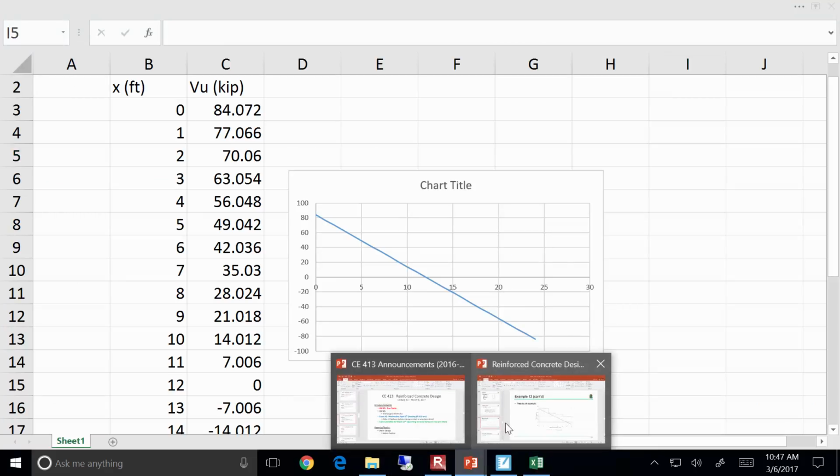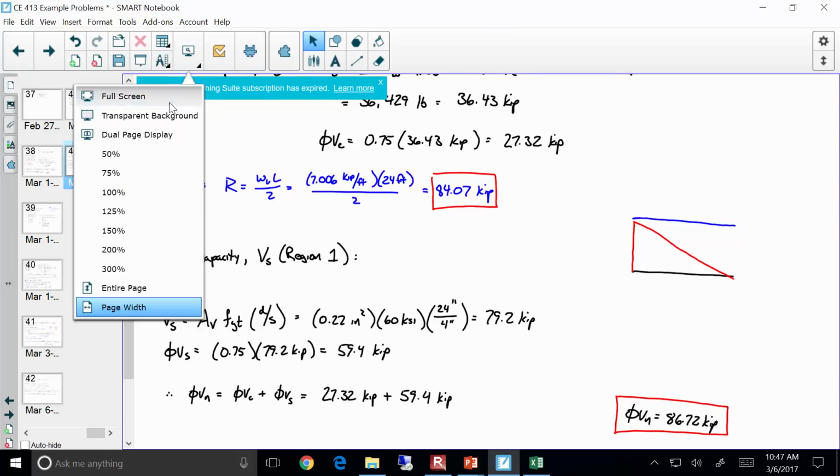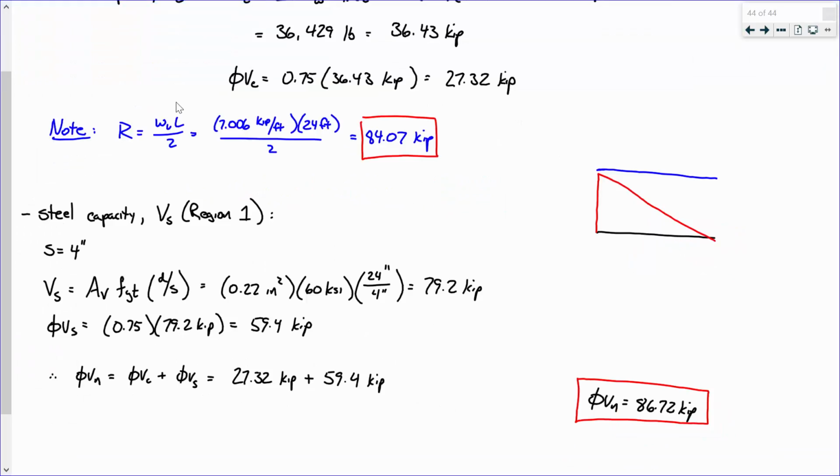Well, let's go back to this right here. Based on a stirrup spacing of 4 inches, I took that stirrup spacing and I computed this. Took that and computed this, took that and computed that. It's pretty direct, right? If you can do one, you can do others, right?